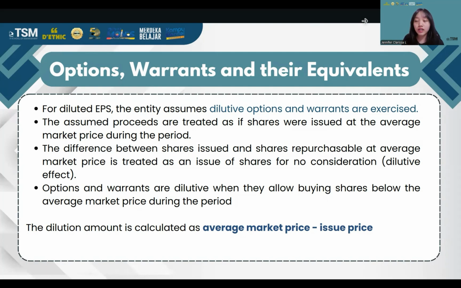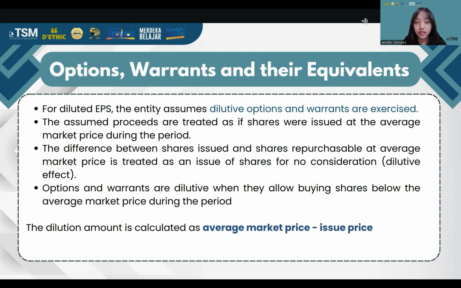Okay, so next we're going to discuss options, warrants, and their equivalents. In financial reporting, options and warrants are financial instruments that give the holder the right to buy shares at a set price before a specific date. In the EPS calculation, these instruments are potential shares. If they are dilutive, they increase the number of shares for diluted EPS, which can lower the earnings per share.